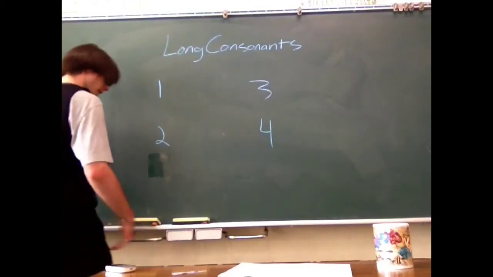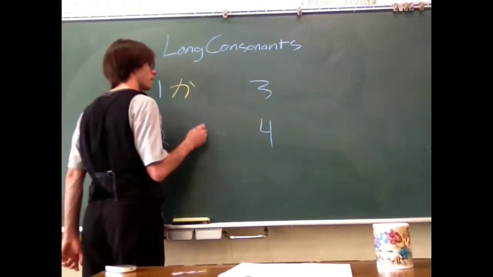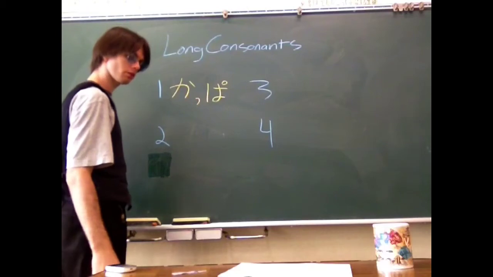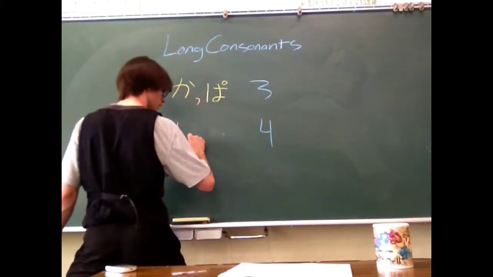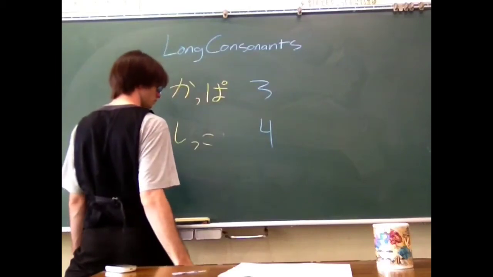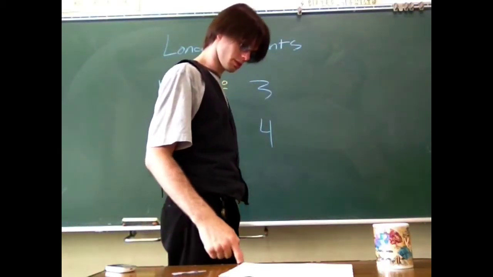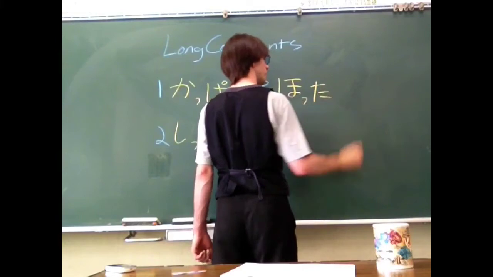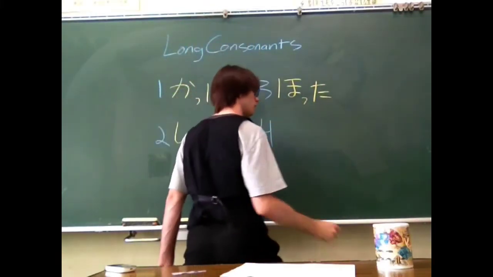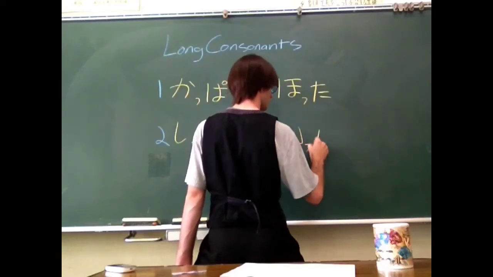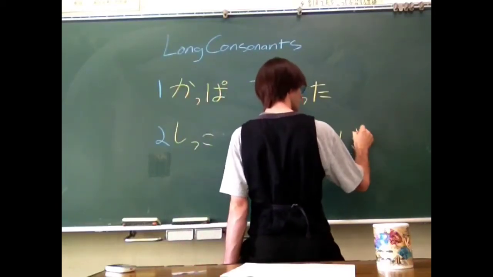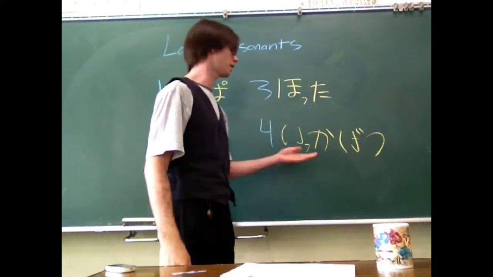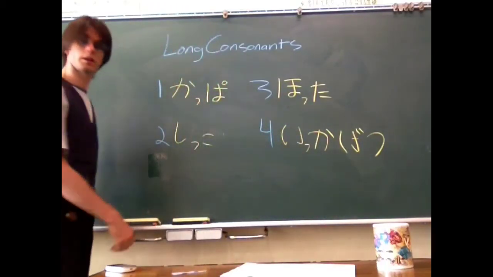Alright, so we got number 1, kappa. Ka. Pa. Number 2, shikko is shi. Ko. Number 3 is hotta. And number 4 is 1ヶ月. Kappa, shikko, hotta, 1ヶ月. Alright, let's move on.